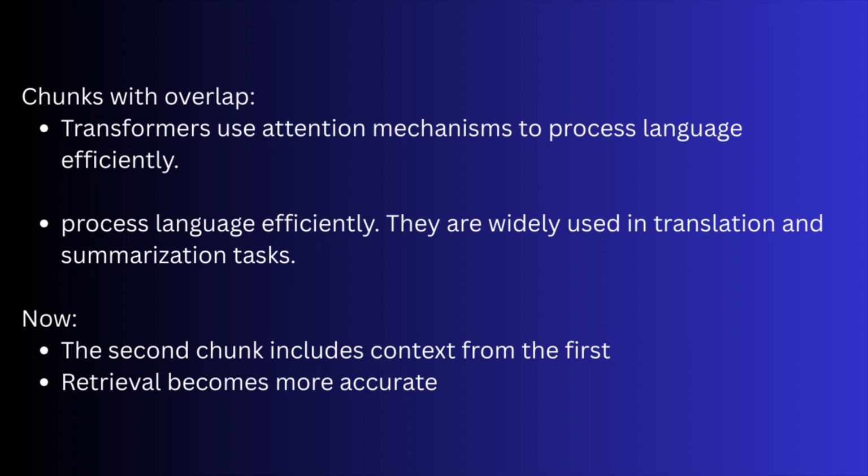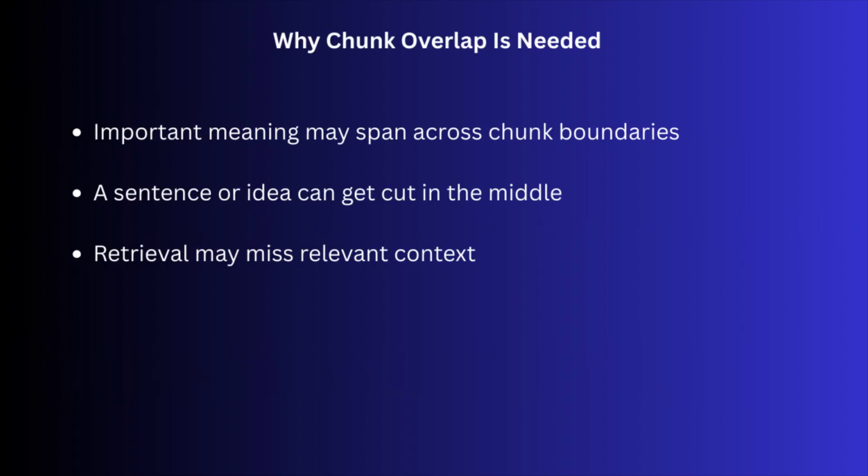Retrieval becomes more accurate. When a document is split into chunks, important meanings may span across chunk boundaries. A sentence or idea can get cut in the middle. Retrieval may miss relevant context. That's why we need chunk overlap.